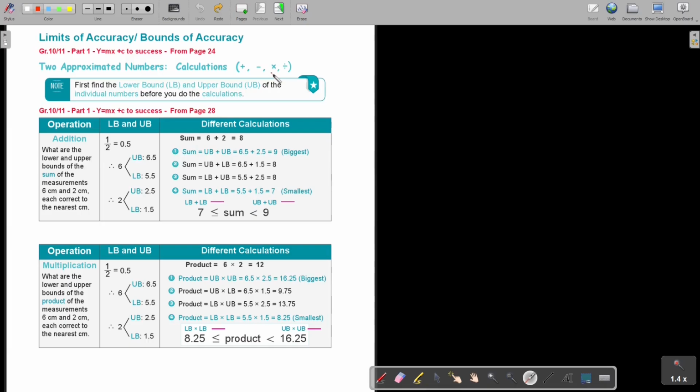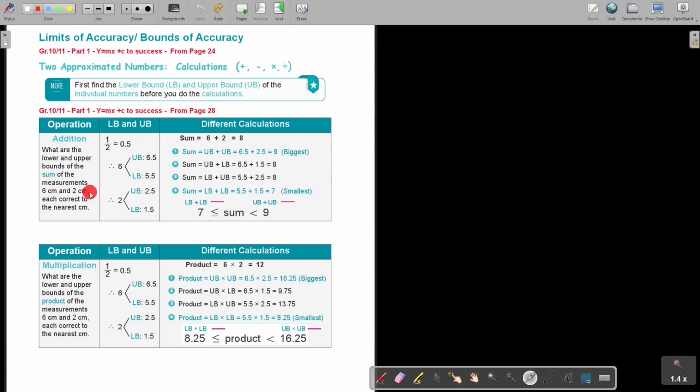Now, the most important thing: first find the lower bound and the upper bound of the individual numbers before you do the calculation. I divide it into two parts. In part 1, I'm going to concentrate on addition and multiplication. And in part 2, I will focus on subtraction and division. Okay, this I took from the textbook.